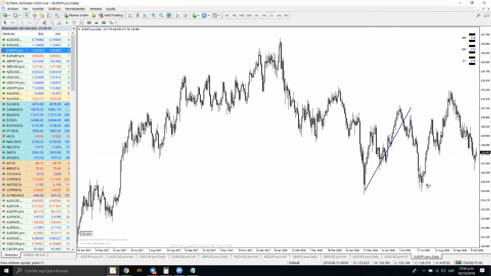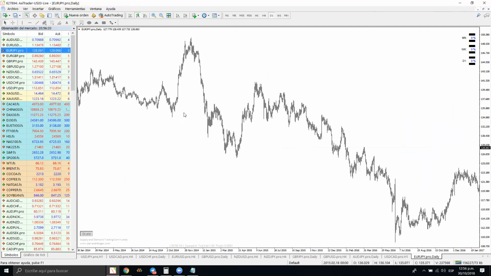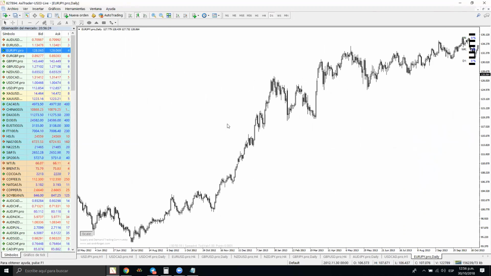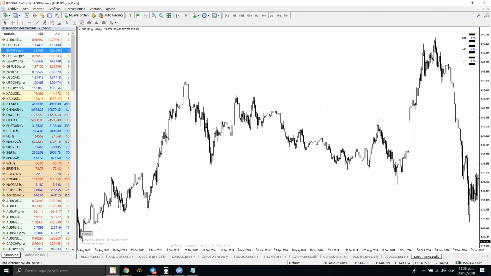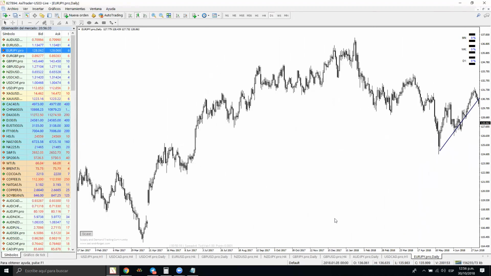Wait for the pullbacks, this kind of pullbacks, and go with the trend. This is the logic. Another example. Let's go into the past and see what I say. If we understand at any moment that this is a pullback, let's go with the trend. Let's go with the trend.